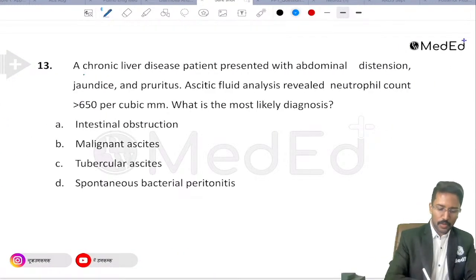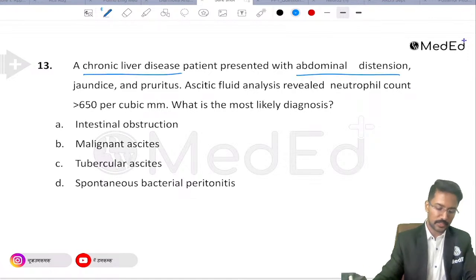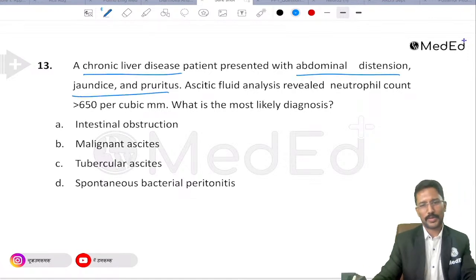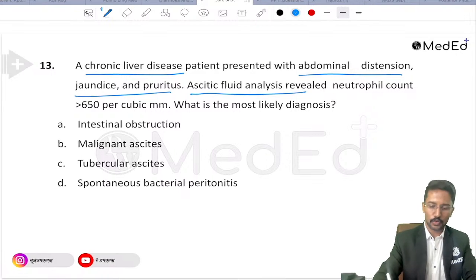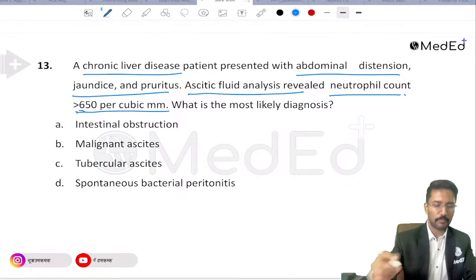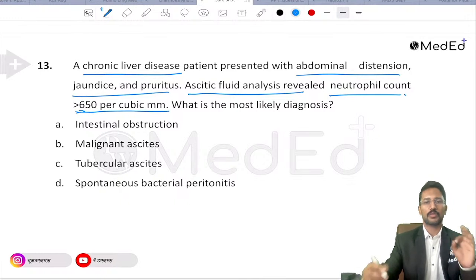Simple and easy question. A chronic liver disease patient presented with abdominal distension, jaundice, and pruritus. Expected, right? Chronic liver disease, abdominal distension pointing towards ascites. Jaundice means there is some amount of decompensation happening. Pruritus, expected. So he had ascites. We have done the fluid analysis and it shows a neutrophil count of more than 650 per cubic millimeter. What is the most likely diagnosis?